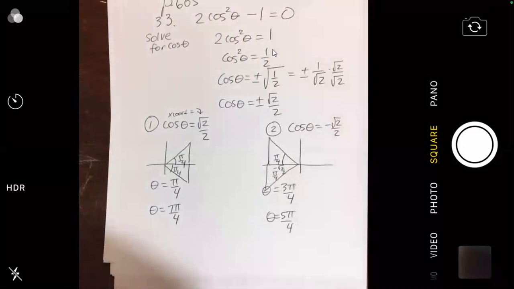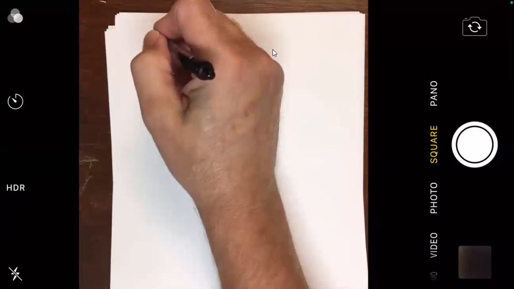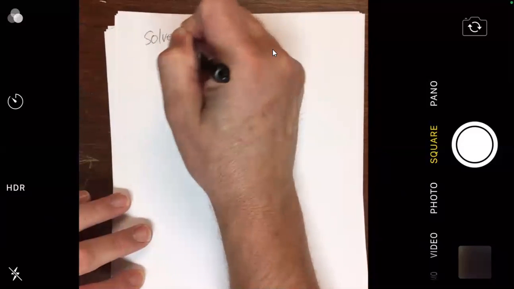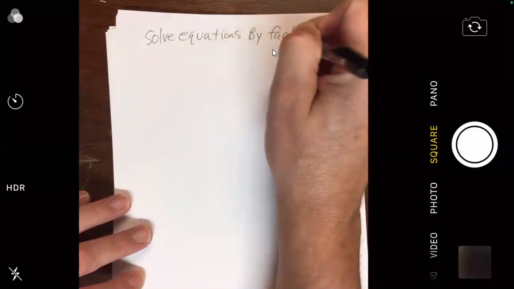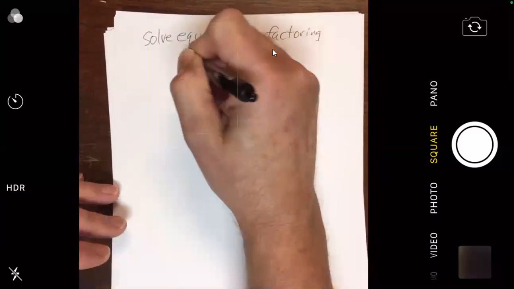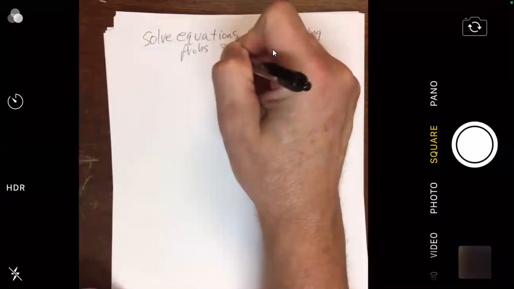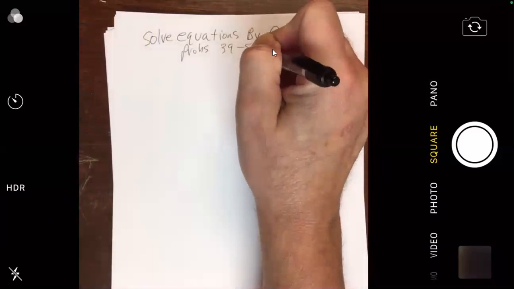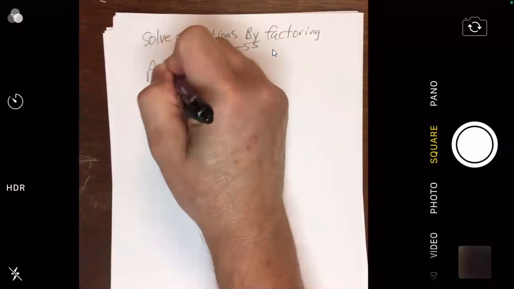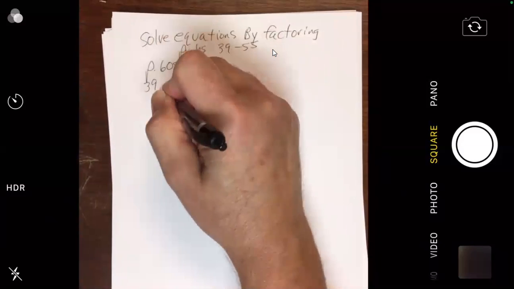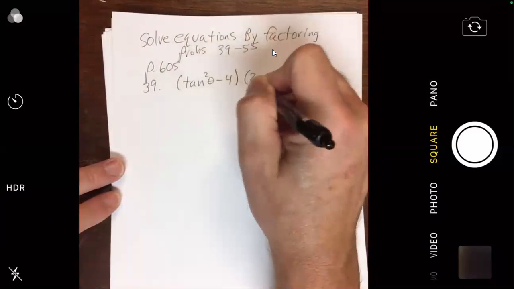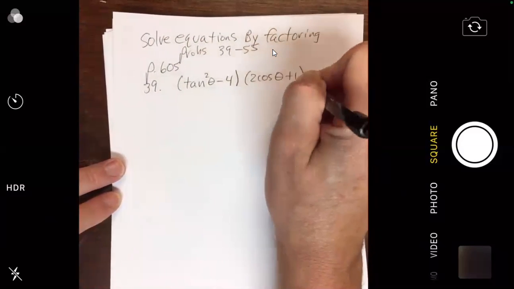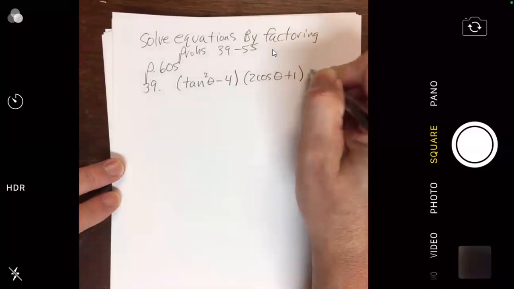Okay, when you start at 39 and on, they bring in factoring. Solve equations by factoring. These are problems 39 to 55. This is still page 605. Let's try 39. Tan squared theta minus 4, times 2 cosine theta add 1, comes up equal to 0.